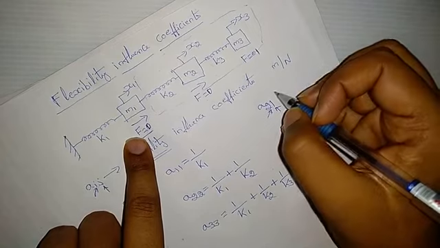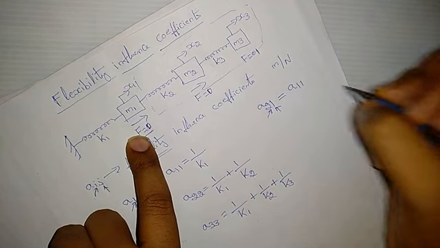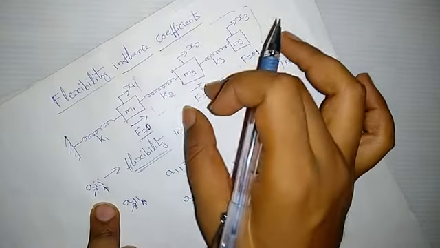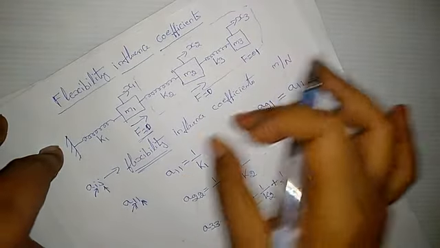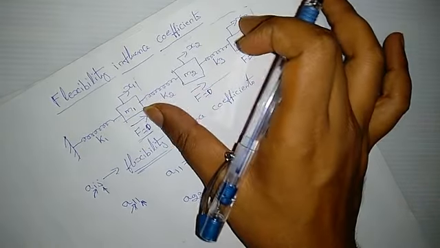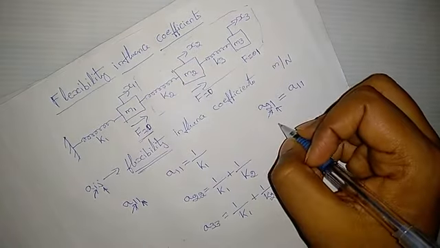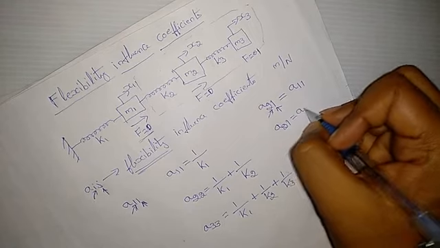So A21 will be equal to A11. This is because when you apply a load here and measure the displacement here, however much this moves, that is A11, that will be equal to A21, because this whole thing is a rigid body motion when the load is applied over here. And we know from the Maxwell reciprocal theorem that A21 is equal to A12.